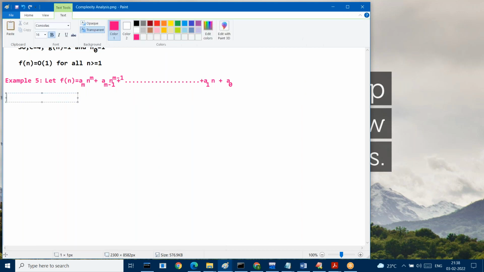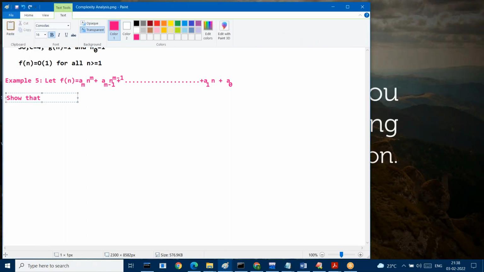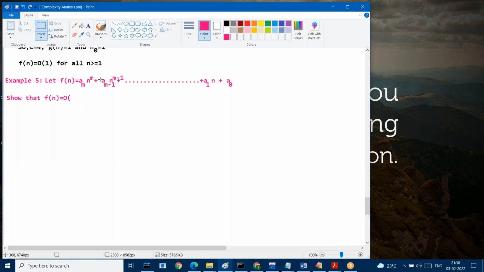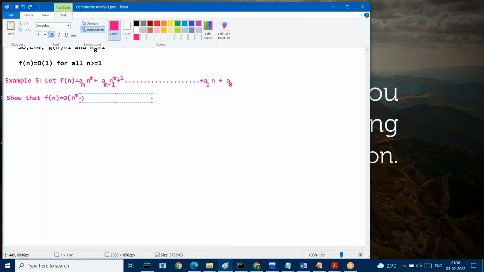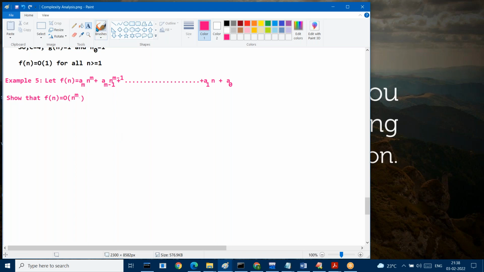Show that f of n is equal to big O of n to the power m, because that is the highest power here. Okay, this is what we have to show.